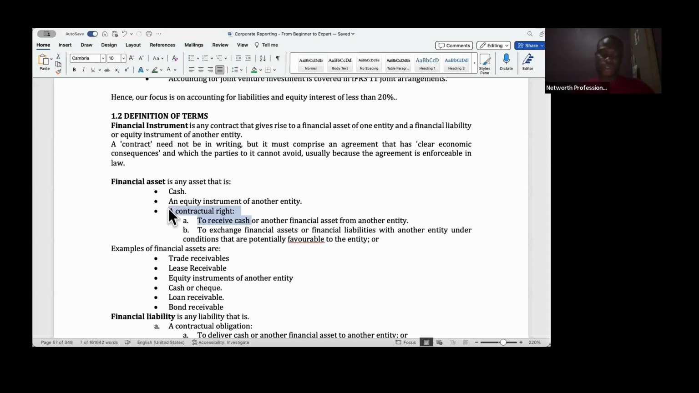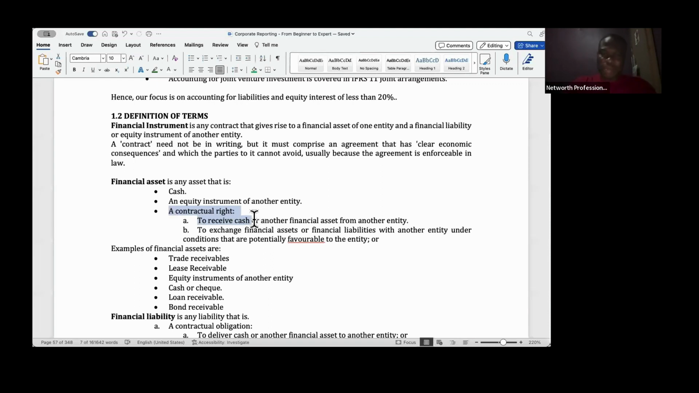Another one that is relevant to us for your exam is trade receivables, which arise when you sell on credit. You have trade receivables. Trade receivables also give you a contractual right to receive cash. When you have a contractual right to receive cash, it is an investment and it is a financial asset.